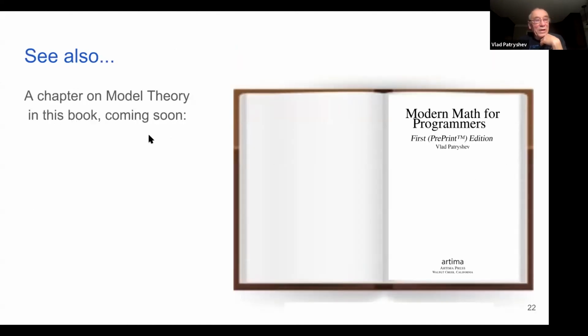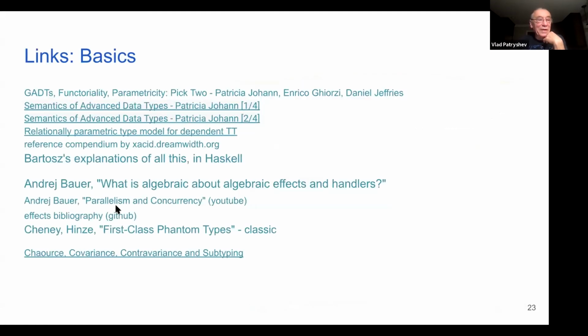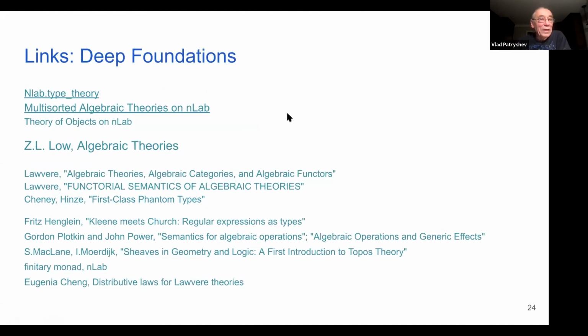So this is the book where one chapter is dedicated to model theory. And this is a collection of links. One is basics like GADTs and so on, basically by people who invented generalized algebraic data types. Andrej Bauer writes it pretty nicely. And Sergei Winitzki also writes that stuff well. And these are deep foundations: the Algebraic Theories book, the big book, Lawvere's publications, and so on. You can also read that stuff in Mac Lane and Moerdijk, and you can try to read nLab. Eugenia Cheng also has a nice talk on that.